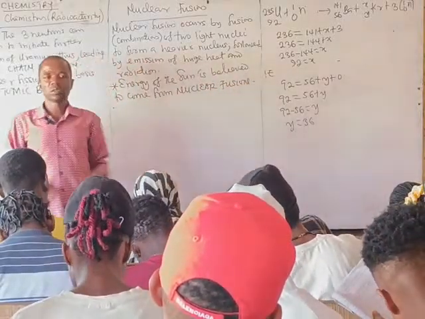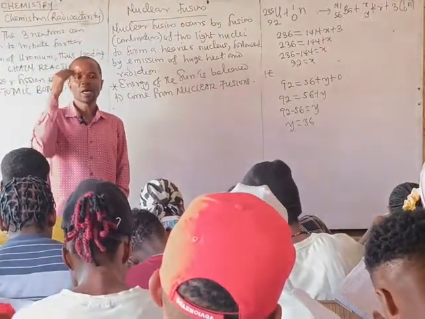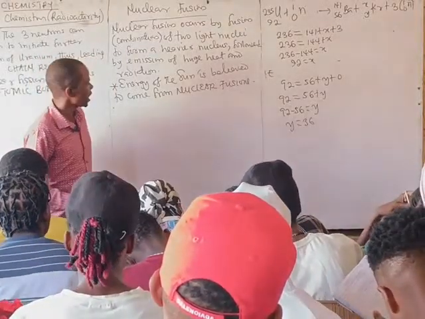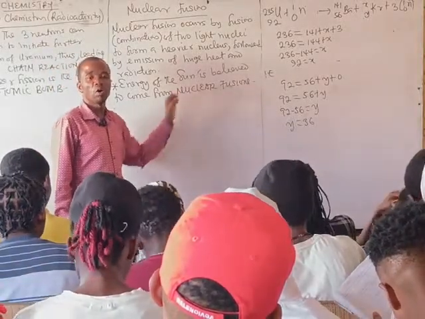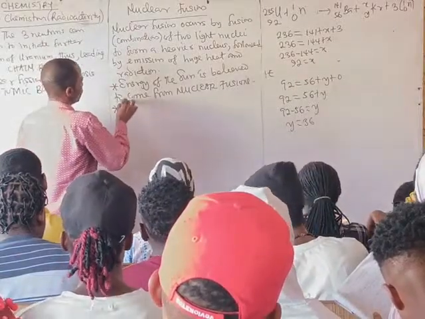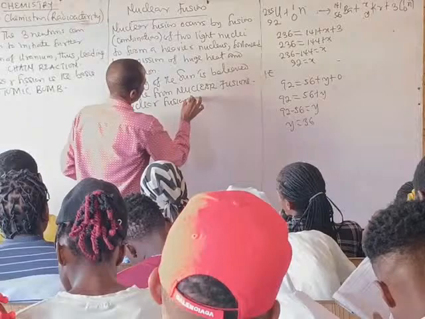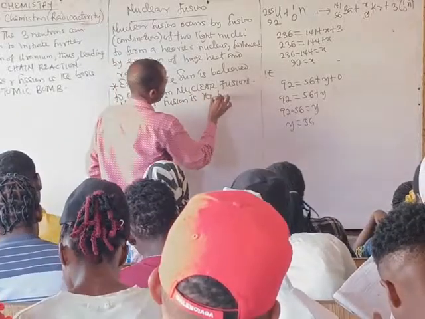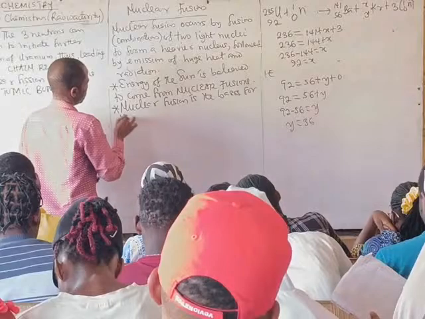So you can see the sun is the ultimate source of energy in the universe. That particular energy that we get from the sun is actually derived from nuclear fusion. And not only that, nuclear fusion is the basis for the hydrogen bomb.